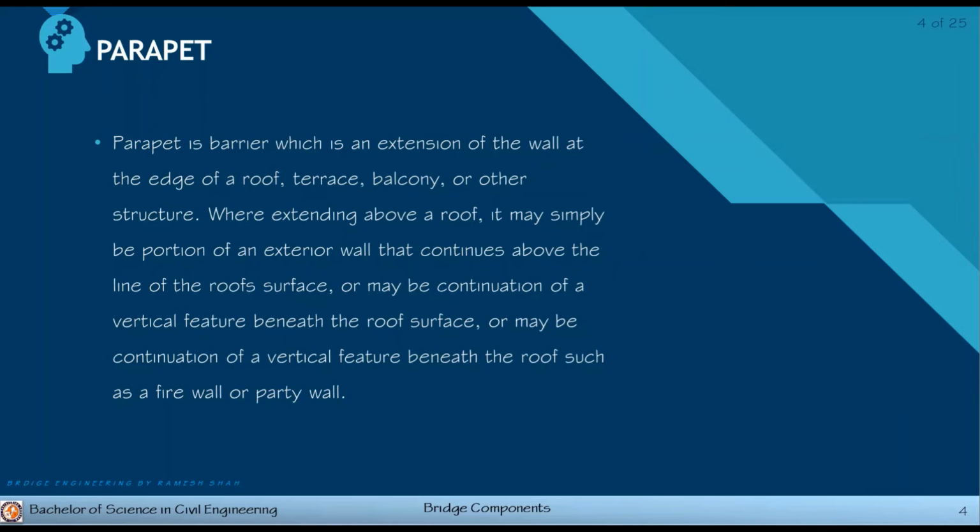Where extending above a roof, it may simply be a portion of an exterior wall that continues above the line of the roof surface, or may be a continuation of vertical features beneath the roof surface, such as a firewall or a party wall.